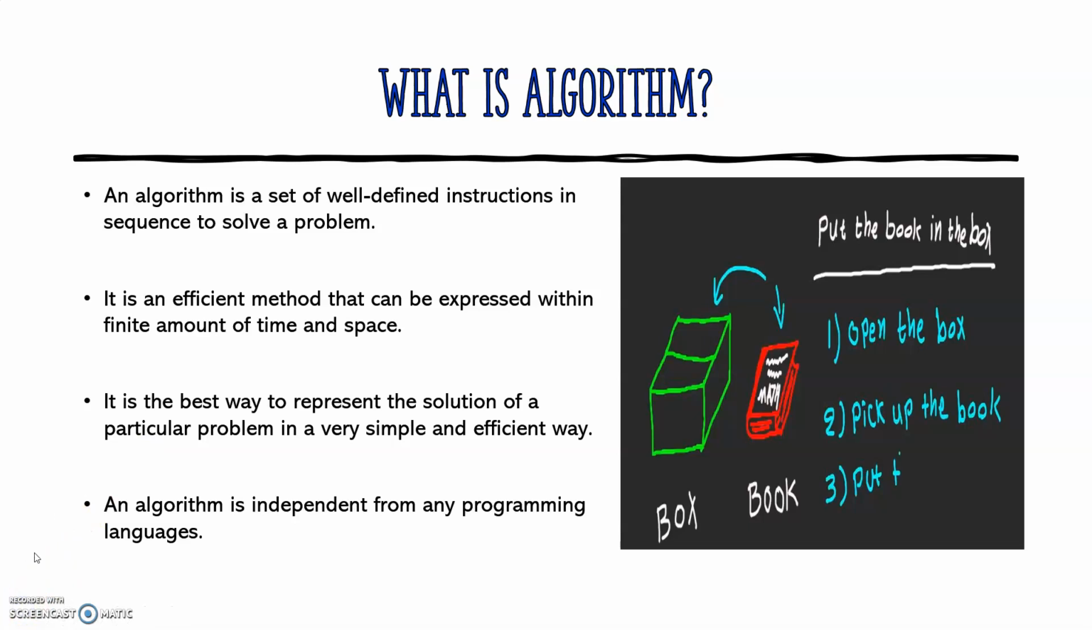So what is algorithm? An algorithm is a set of well-defined instructions in a sequence to solve a problem, and it can be any problem. You can just think about any real-life problem. Suppose I'm asking you to put a book on the box, then what will be the steps to do that? First, you need to open the box, then you need to pick up the book, and third, you have to put it inside the box. So, algorithm is nothing but a step-by-step process or instruction to solve any problem.